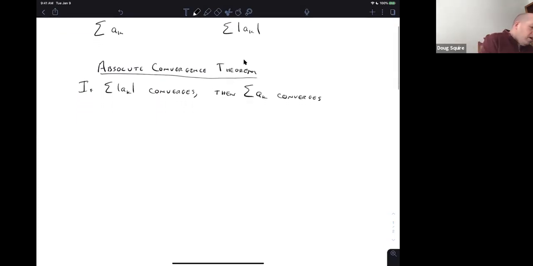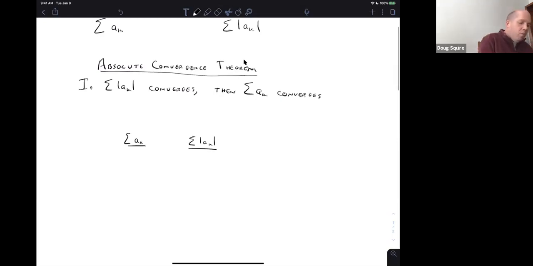All right. So when you talk about two series, the sum of AK and the sum of the absolute value of AK, then we're going to come up with a new term to describe what happens to the original series. So it is possible for both of these to converge.